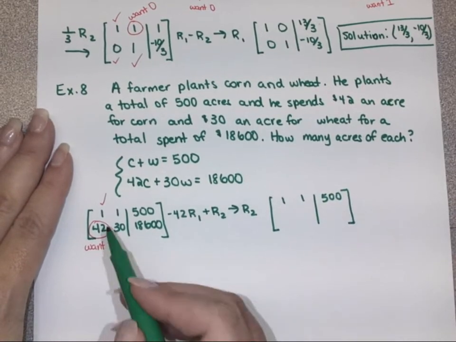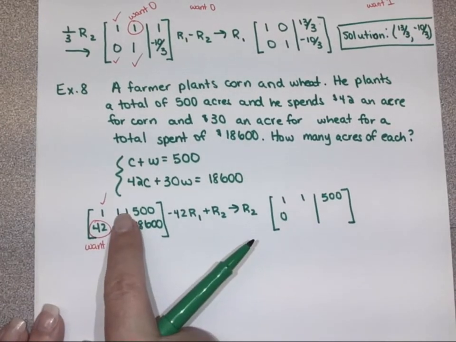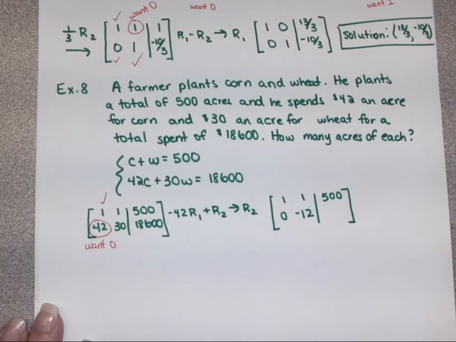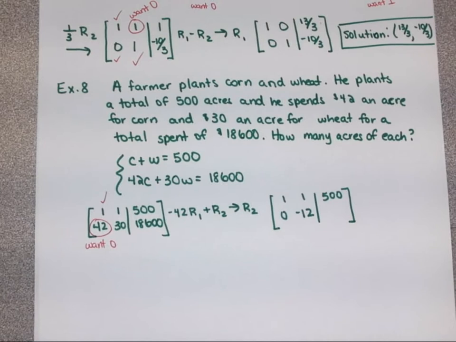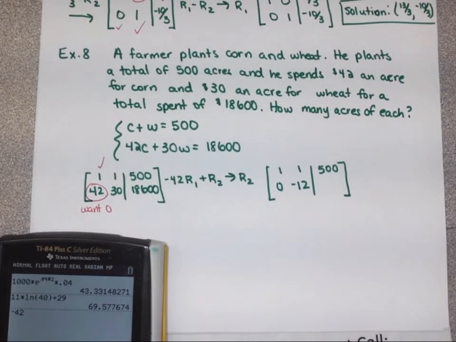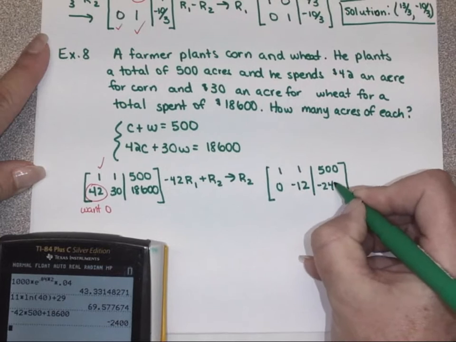So we get negative 42 plus 42, which is 0, just like I wanted. Negative 42 times 1 is negative 42, plus 30 is going to be negative 12. And then I would probably want to pull out a calculator, but what do I need to do for the last one that I'm not going to try to do in my head? So I need to do negative 42 times 500 plus 18,600. Okay, so I end up getting negative 2,400.